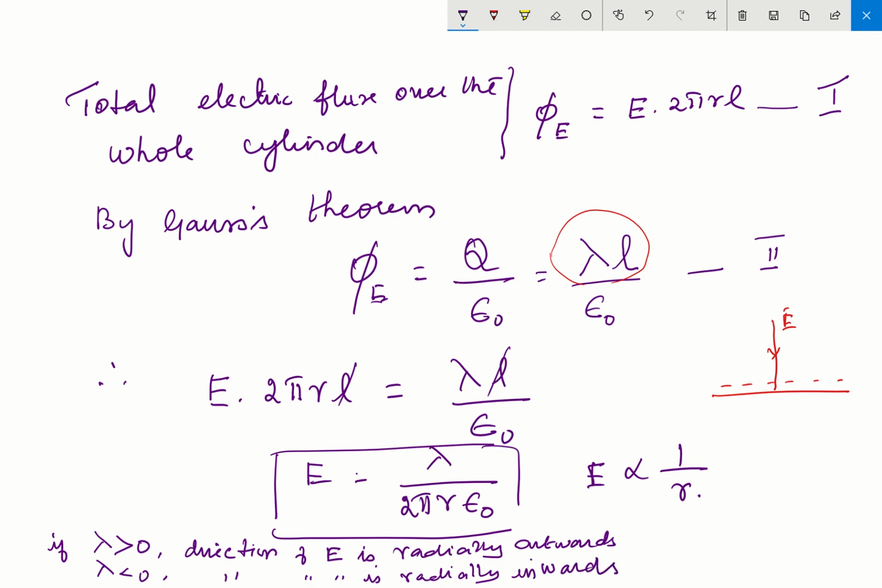If your charge density is less than 0, which means negative, then lambda is equal to Q by L. If the charge Q is negative, then lambda will be negative, and that time it is radially inwards. But if the charge is positive, then it is radially outward. Is it clear? That is it. Okay, right.